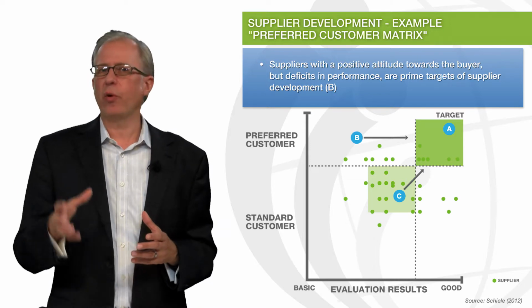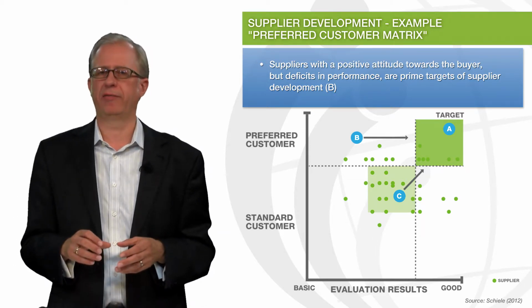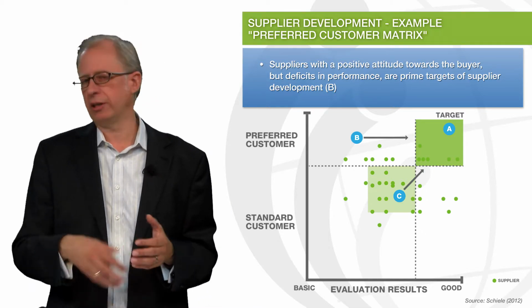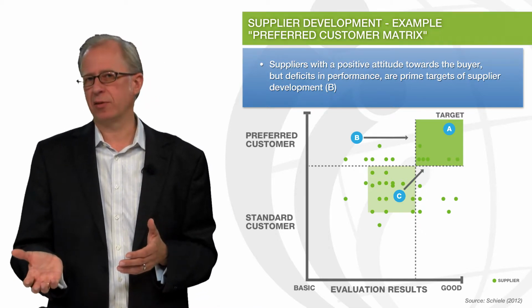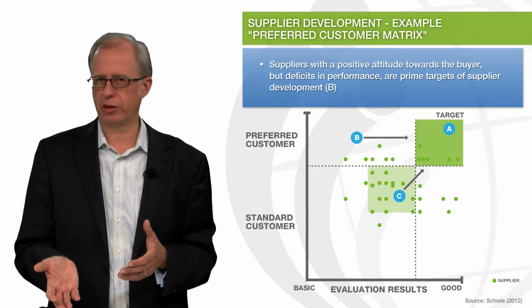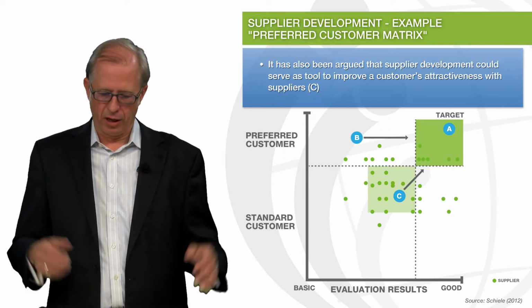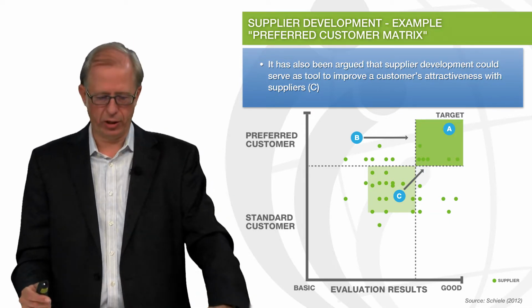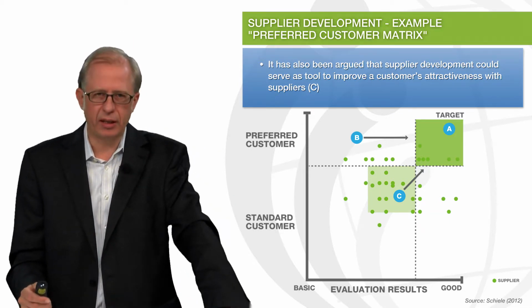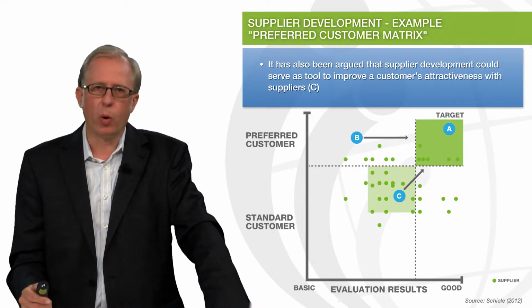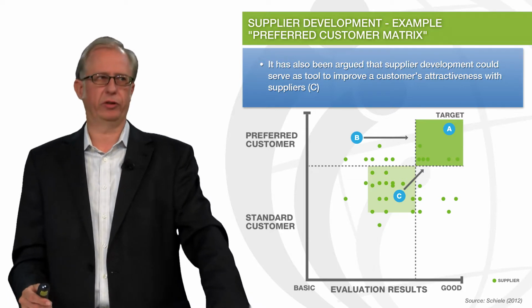So in that case, we would also apply supplier development activities for suppliers which are medium good and need some development. We are not yet a preferred customer, but we use this as a chance to become a preferred customer. So possibly this would be another function of supplier development: to improve the relationship with the supplier.